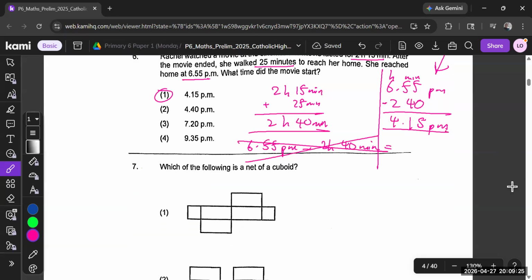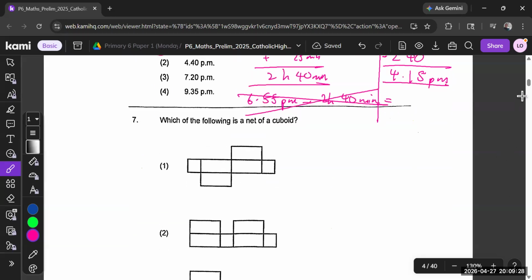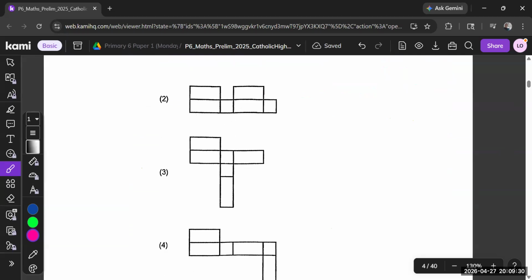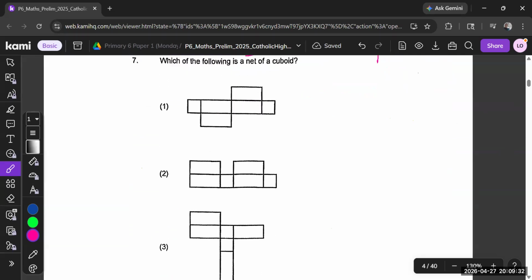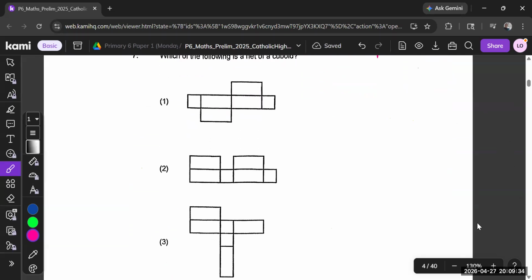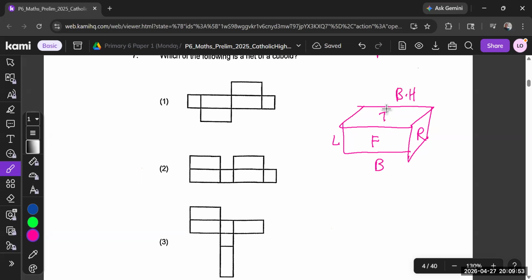Okay, number seven. The answer is number four. And how do we get number four? First of all, you must know what a cuboid is. A cuboid is a rectangular block. So you need to draw it. And then after you draw it, you need to label the faces: front, right, left, top, bottom, and then the behind. And then see whether it can match onto the nets.